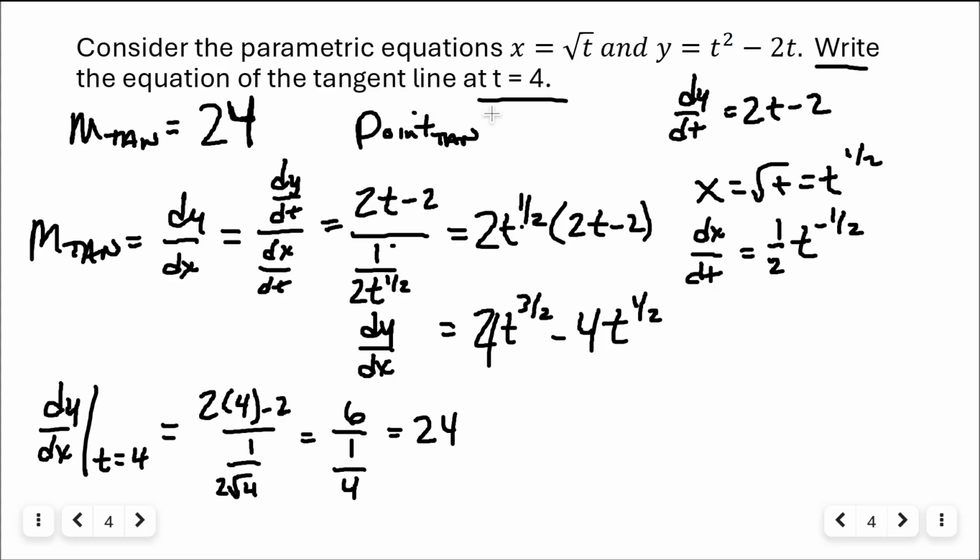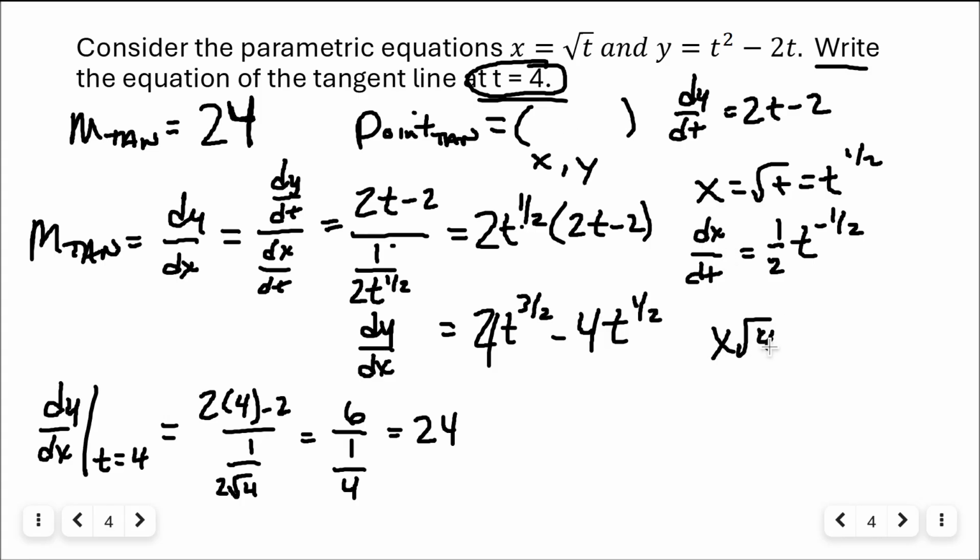But now to write the equation, I also need to know a point for the tangent line. A point is an x coordinate and a y coordinate. Well, how am I supposed to find an xy coordinate? This is written in terms of t, but I know t equals 4. So if I substitute t equals 4 into each one of the equations, it will tell me what the xy point would be.